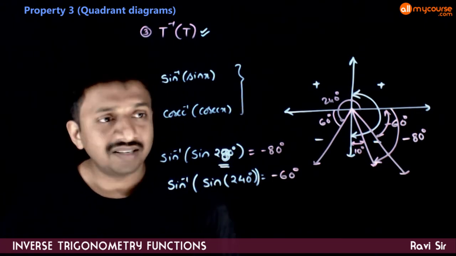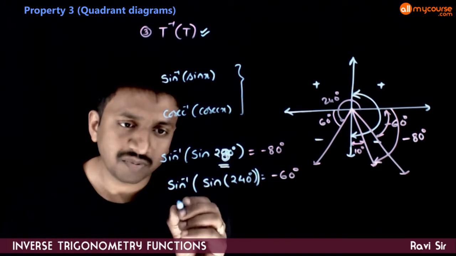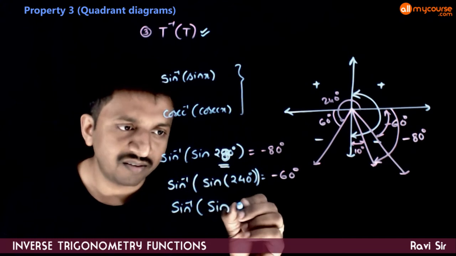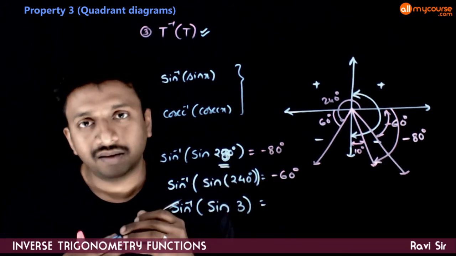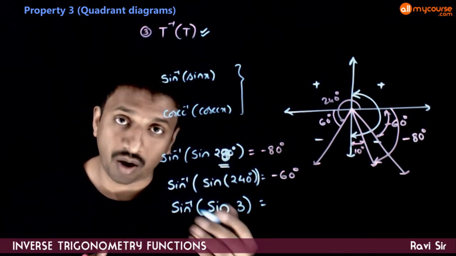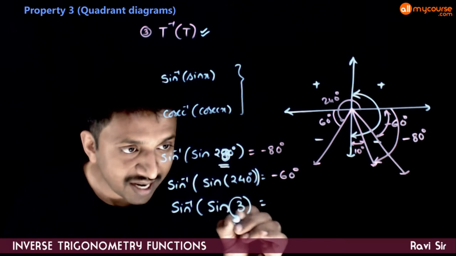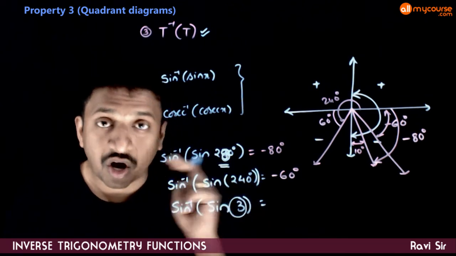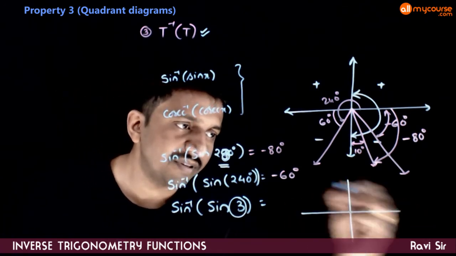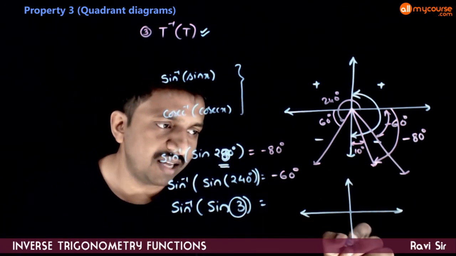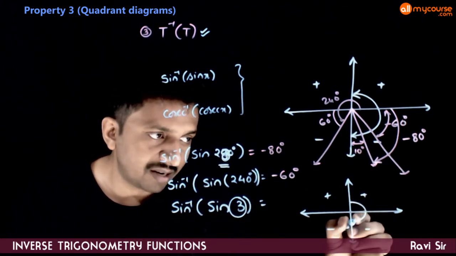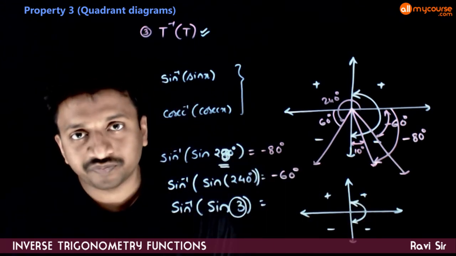So you can solve some difficult problems using this also. For example, if you are asked to find sine inverse of sine 3. What is the answer? Let us draw the quadrant diagram for this. Here you have to understand that degrees is not given, and this has to be assumed as radians. So what is the quadrant diagram for this? You are dealing with sine inverse of sine. So plus, plus, minus, minus, and the range is minus pi by 2 to pi by 2.